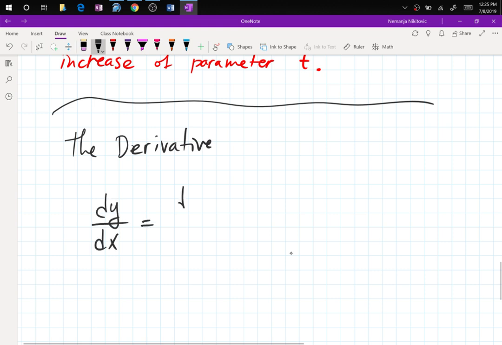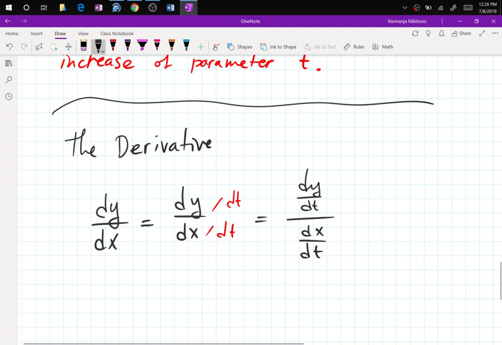Now, when you have your dy/dx, you will just divide top and bottom by dt. So what you actually get is dy/dt divided by dx/dt. It's the simplest thing possible.